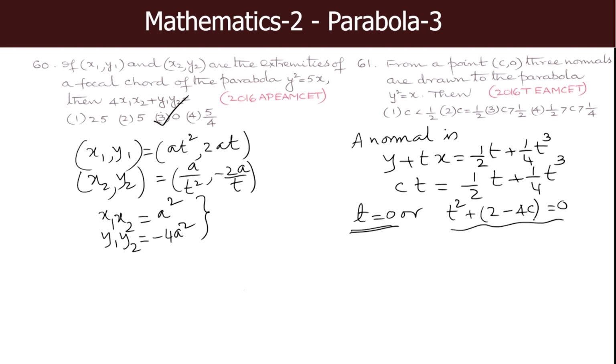This is possible only when 2 minus 4C is negative, or C is greater than 1/2. If 2 minus 4C is 0 also, once again you get T equal to 0. If 2 minus 4C is positive, no real T exists satisfying this quadratic equation. So, for this quadratic to give 2 distinct real roots, 2 minus 4C must be negative, in which case C must be greater than half. So, that is the third option.